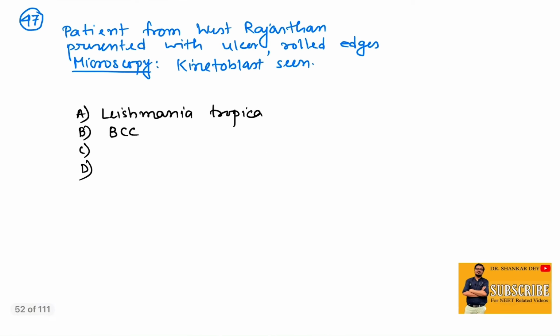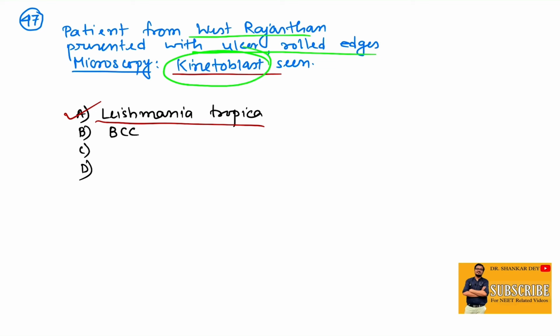Next, coming to question number 47, patient from West Rajasthan presented with ulcer and rolled edges. Microscopy shows kinetoplast. So this is nothing but Leishmania tropica. In case of Leishmania tropica, you will see kinetoplast in microscopy, and this is a tropical ulcer caused by Leishmania tropica. This is not basal cell carcinoma. In case of basal cell carcinoma, you will not see any finding like kinetoplast.